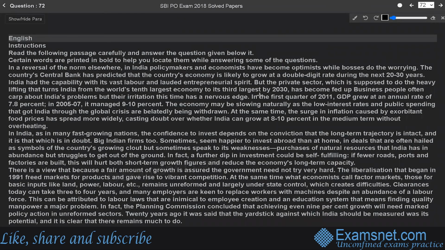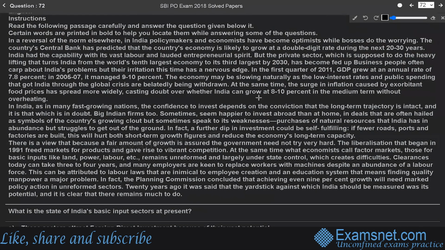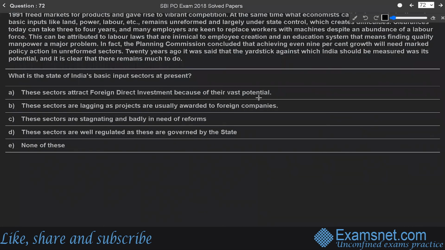Moving on to next question. It also has the same directions. The question is, what is the state of India's basic input sectors at present? The passage says, at the same time, what economists call factor markets, those for basic inputs like land, power, labor, etc., remains unreformed and largely under state control, which creates difficulties. So we can say that these sectors are stagnating and badly in need of reforms. Therefore, the correct option is C here.